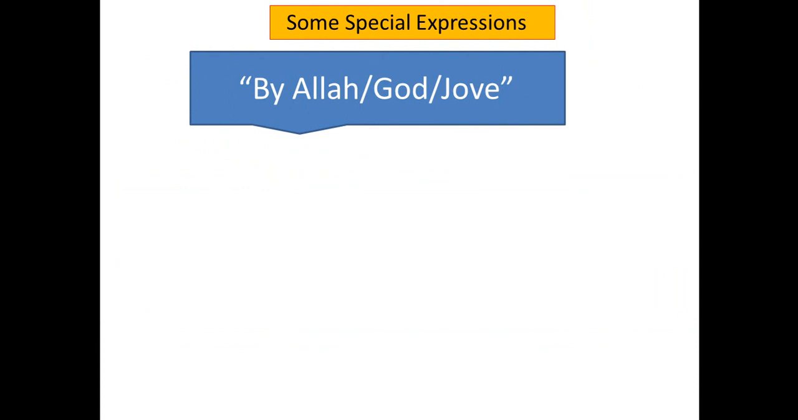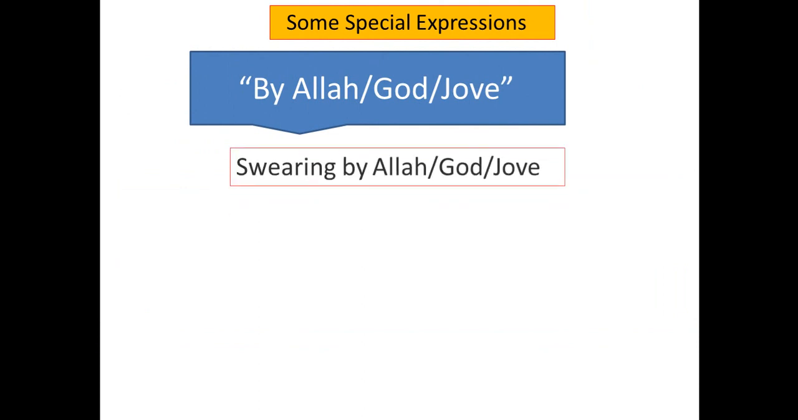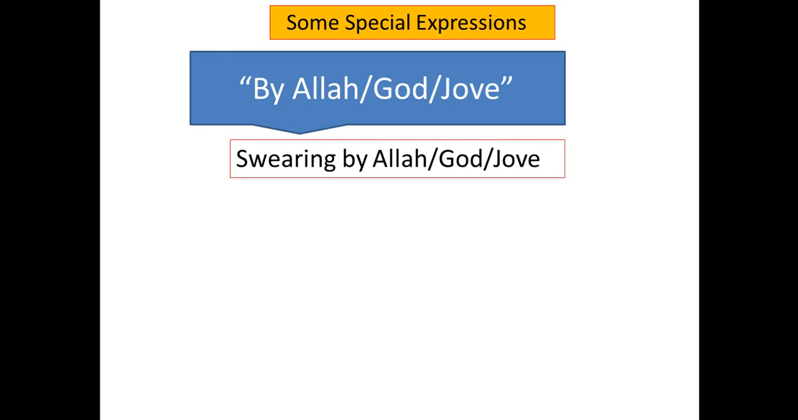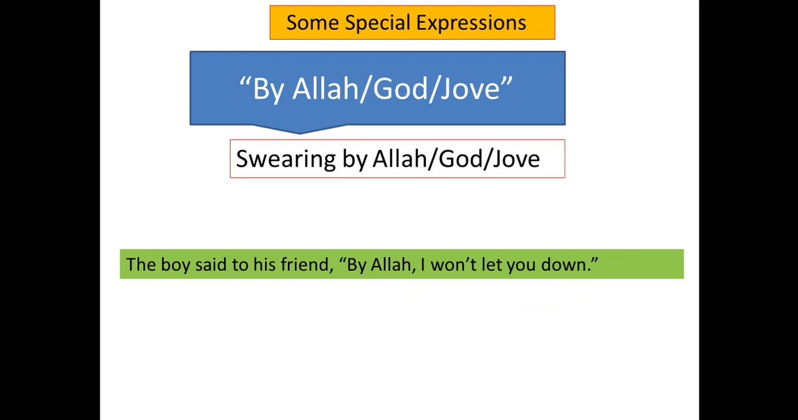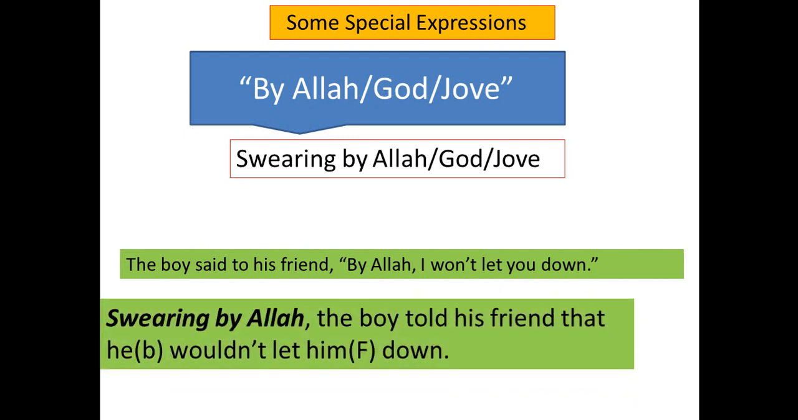Let's move on. Some special expressions more: by Allah, God, or Job. So if you find this type of expression, you will use this for making the indirect one: swearing by Allah, God or Job. And look at the example. The boy said to his friend, by Allah, I won't let you down. So what about the indirect one? Swearing by Allah, the boy told his friend that he wouldn't let him down. Okay, let's move on.